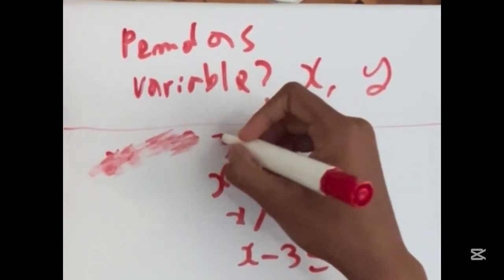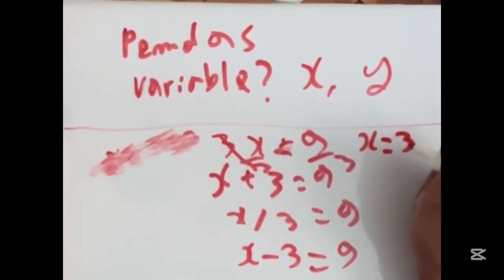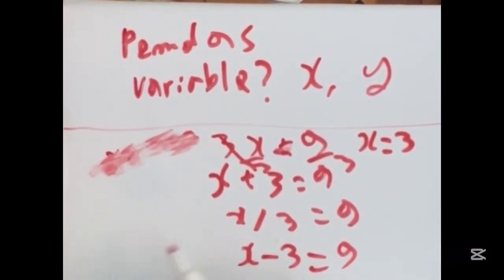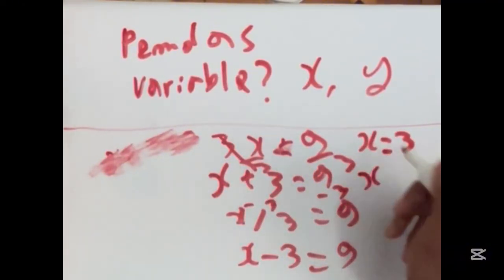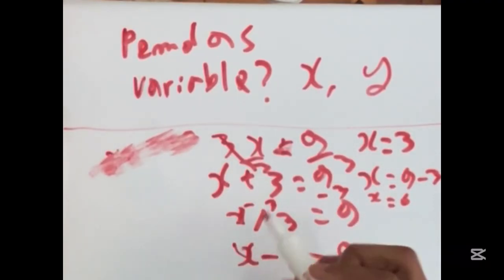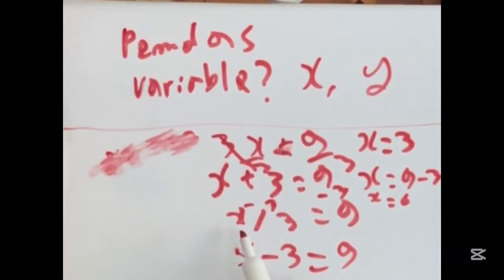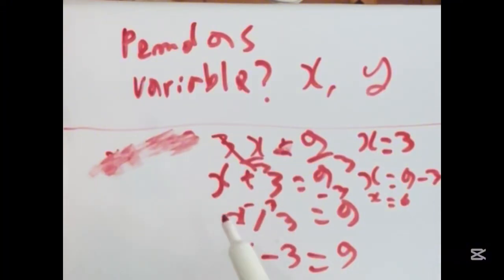So the 3 cancels out, and you're left with x, and it equals 9 divided by 3, which is 3, right? The same thing for the next one. This is addition, so we subtract 3 from both sides. So x equals 9 minus 3, x equals 6, right? The same thing here: this is x divided by 3, so the opposite operation would be multiplication. You multiply both sides by 3.